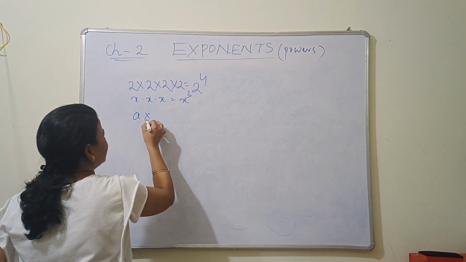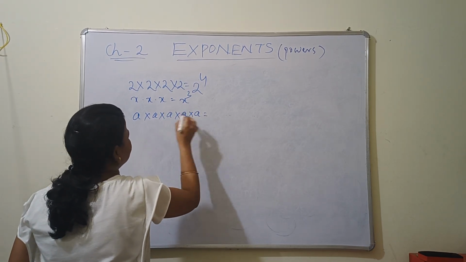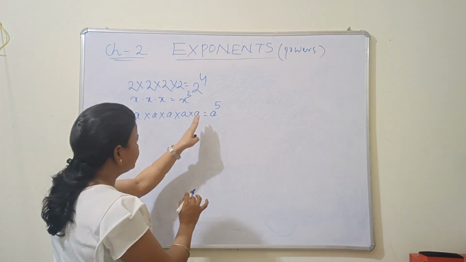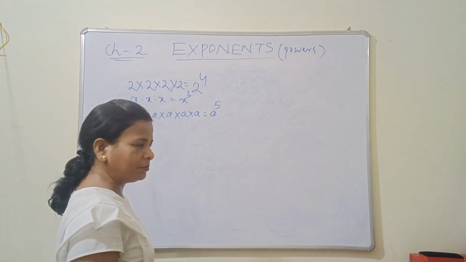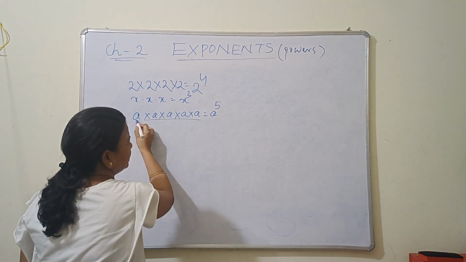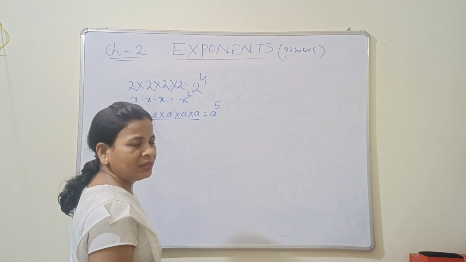Suppose a gets multiplied with itself 5 times. 5 times a gets multiplied, I would write it as a to the power 5. It is the exponential form of numbers. In this way we write the power. When something gets multiplied with itself any number of times, then that would be written in this way.